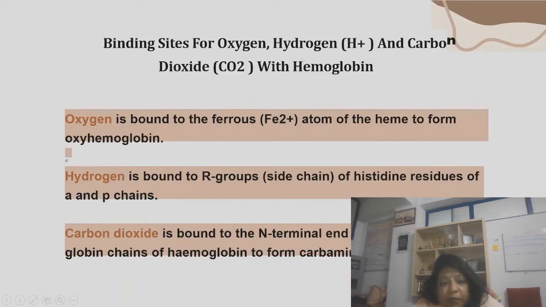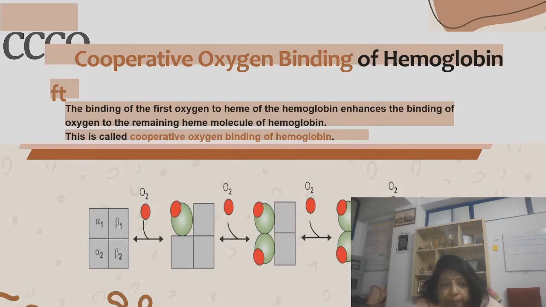What are the binding sites for oxygen, hydrogen and carbon dioxide with hemoglobin? Oxygen binds to the ferrous atom of the heme to form oxyhemoglobin. Hydrogen is bound to R groups in the side chain of histidine residues of alpha and beta chains. Carbon dioxide is bound to the N-terminal end of each of the globin chains of hemoglobin to form carbaminohemoglobin.